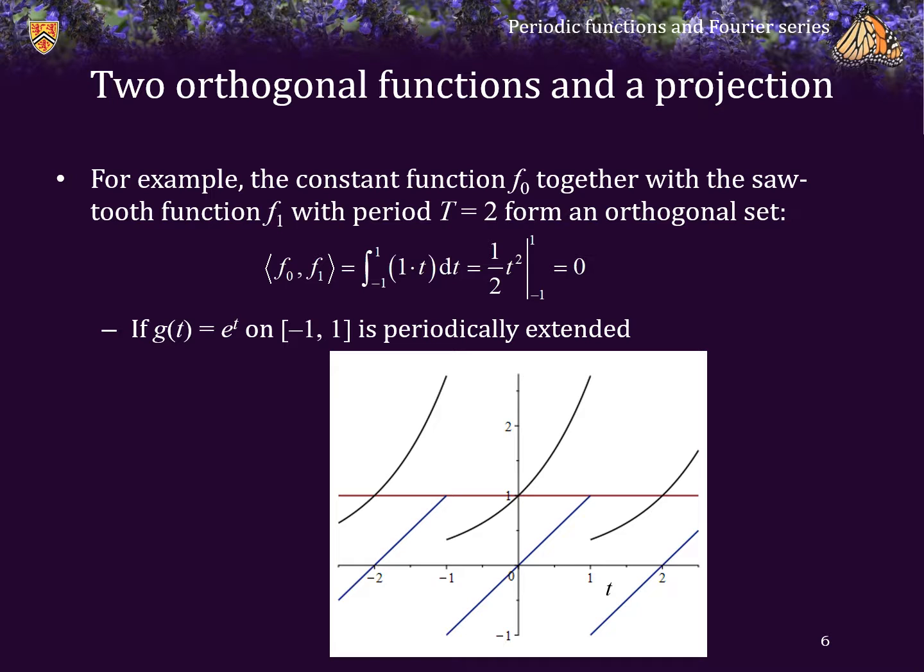Here's another periodic function. If we define the periodic function that between -1 and 1 is equal to e to the t, and repeat this periodically forever, this also defines a periodic function with period 2. So let's find the best approximation of the function e to the t periodically extended as a linear combination of the constant function and the sawtooth function.